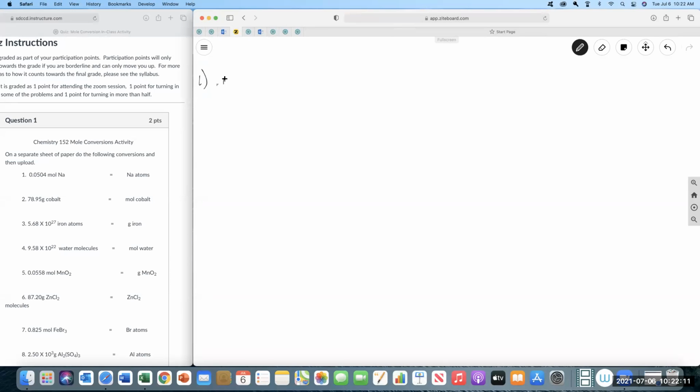We have 0.0504 moles of Na. You want to get in the habit of not just writing moles, but moles of what? And you'll see as we progress why that becomes important. And we want to get to atoms here. And an atom is a particle. So all we have to do to go from moles to particles is use Avogadro's number. Avogadro's number has whatever you want in the numerator. It's whatever per mole, just like a dozen is 12 per dozen.